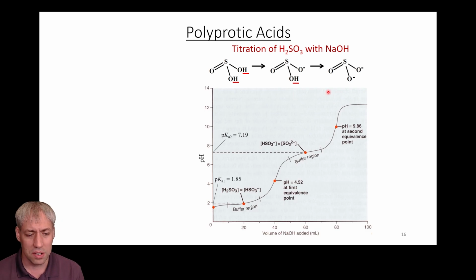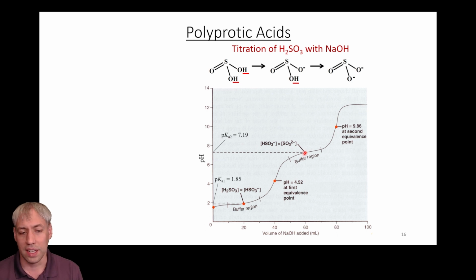And so it turns out here's what it looks like on the curve. You can think about each part of this curve as being exactly the same as the ones we just showed. You start out with this, you add base, it's converting, you'll have a 1-to-1 ratio of these two, you'll reach an equivalence point where all this is converted to this. But this one keeps going because we can add more NaOH, and it's going to convert some of this to this. You get another buffer region, another, in this case, half equivalence point, halfway between this equivalence point and this equivalence point.